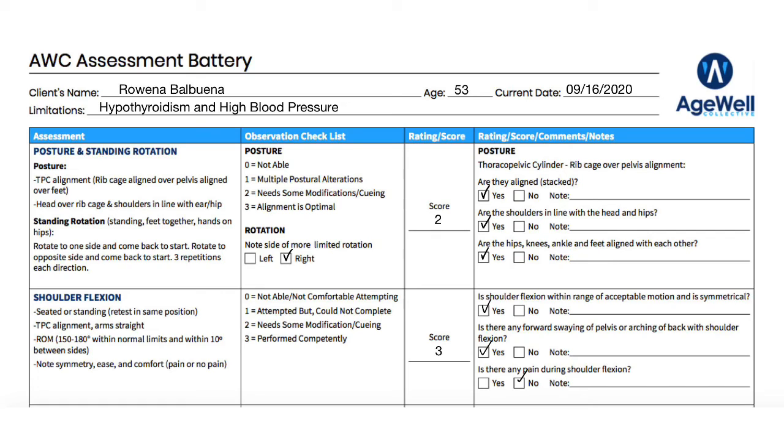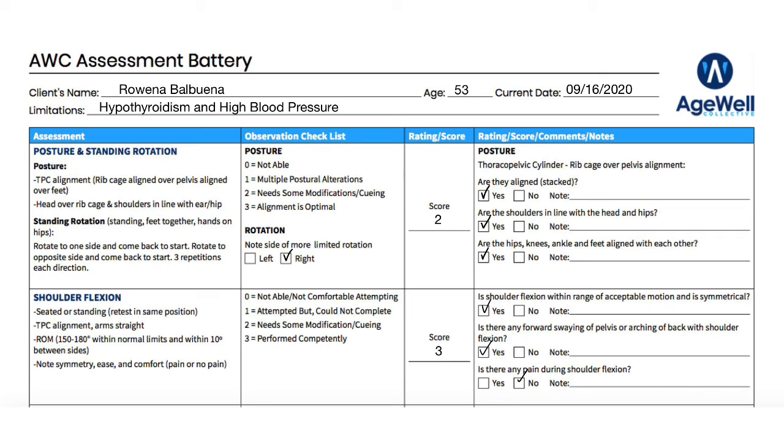For this first assessment, I gave my subject a score of 2. Although shoulders were in line with the head and the hip, knee, ankle, and feet aligned with each other as well, there were some modifications in cueing that needed to be instructed.